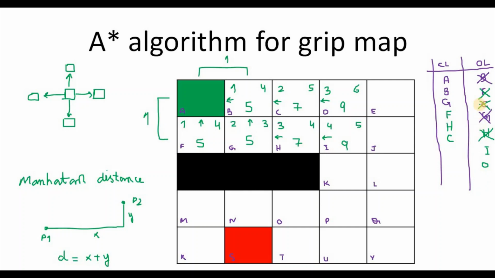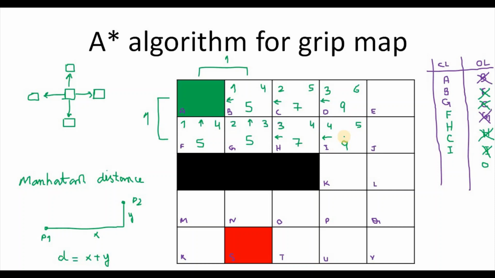Okay, so O is now in the open list. Now we have to find which node in the open list has the minimum F cost. So we have I and O, these two nodes, and both have the same F cost, but node I has a less H cost, so we select this one. So we remove I from the open list, put it in the closed list, and make it the current node.